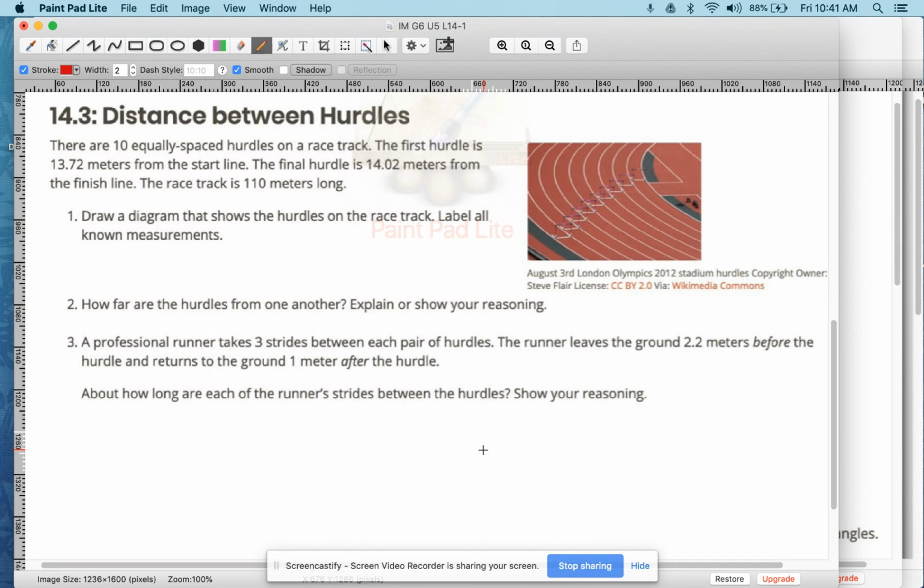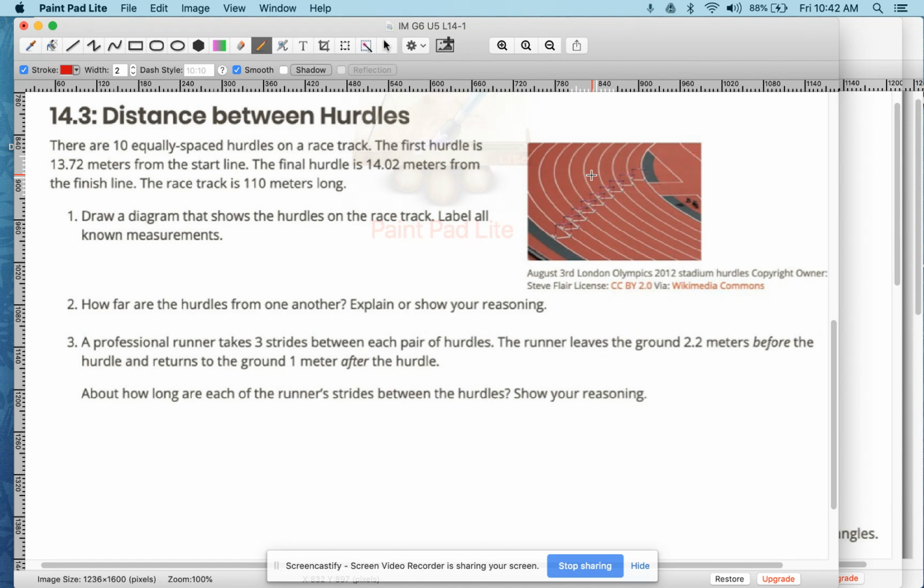So this next section is distance between hurdles. And they said that there are 10 equally spaced hurdles on a track. And these are the hurdles right here. And they're around the track, and they're equally spaced. The first hurdle is 13 and 72 hundredths meters from the start line. The final hurdle is 14 and 2 hundredths meters from the finish line, and the racetrack is 110 meters long.